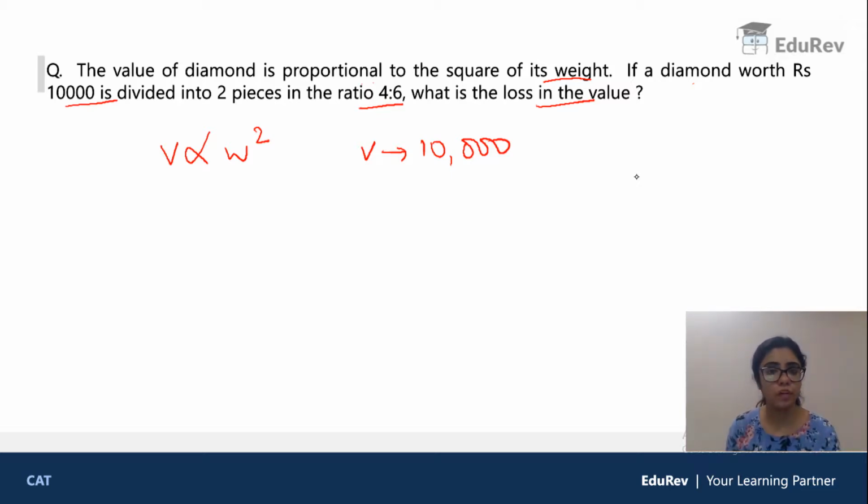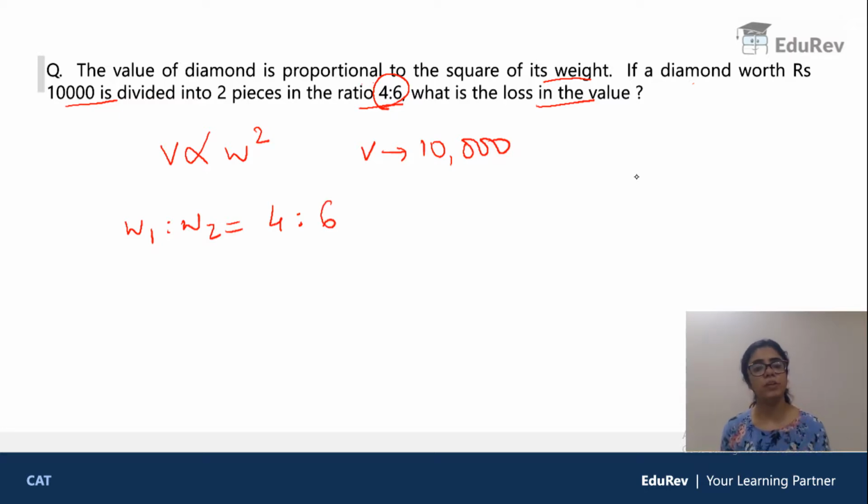Okay. Now what is this ratio 4:6? This is the ratio of your weight. Okay, the weight is divided in the ratio 4:6. So your weight 1 is to weight 2 is nothing but 4:6. But we know one very important thing. You don't even need to use the constant here. You don't even need to use the k value here. You can do that without k also.